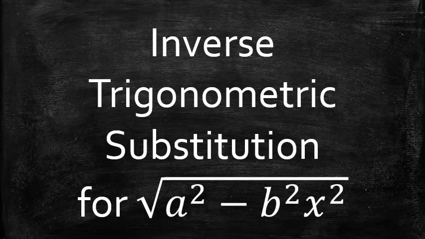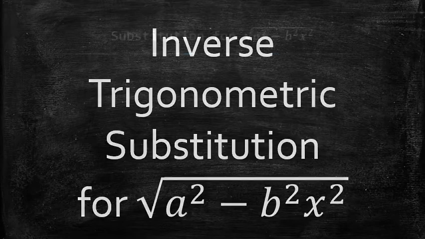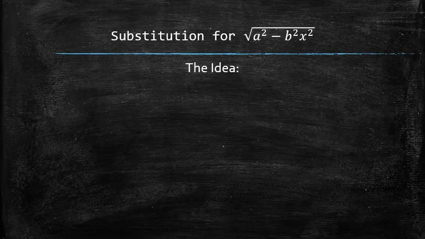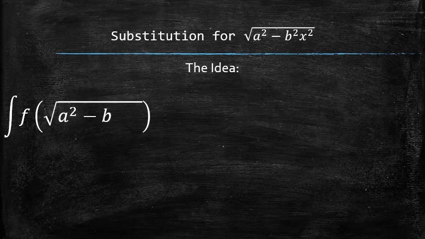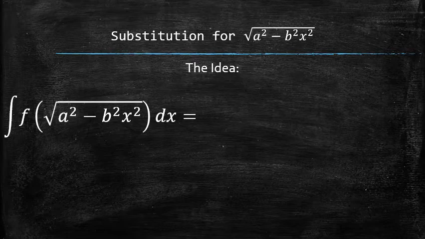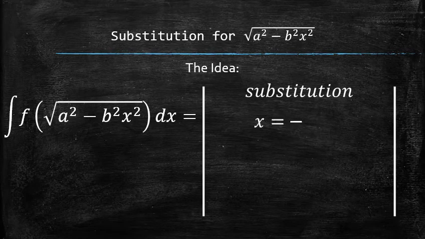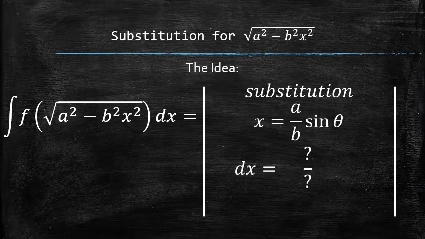Next, we will discuss how to use the inverse substitution technique to integrate functions that have a certain pattern. The idea is very simple. When you see a radical of some number a squared minus some number b squared multiplied by x squared, consider replacing x with a over b times the sine of theta.